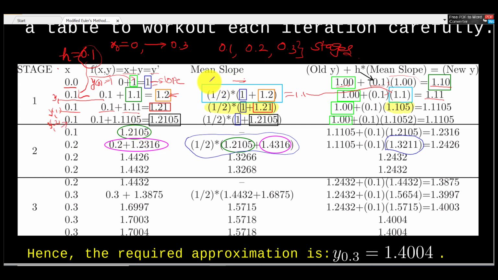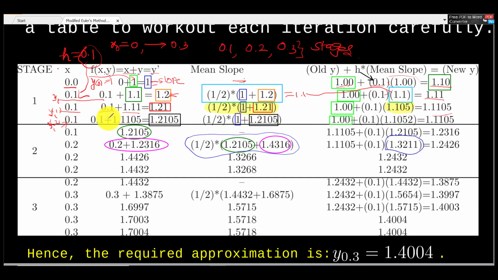So in this way I am going further. So what I am going to write here, this 1.21, that 1.21 is the same entity which I am writing here. Again this is my old slope, so old slope plus new slope, and this is divided by 2. That will lead to me this entity 1.105, right? So 1 plus 0.1 into 1.105 is equal to this one. Okay, just continue in this way. I am getting the fourth row here.